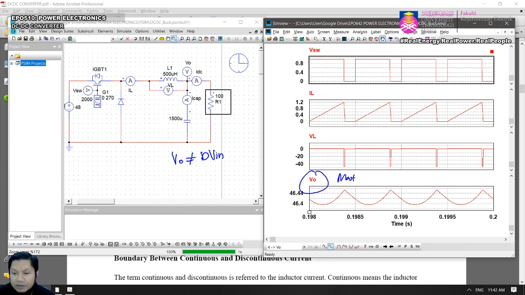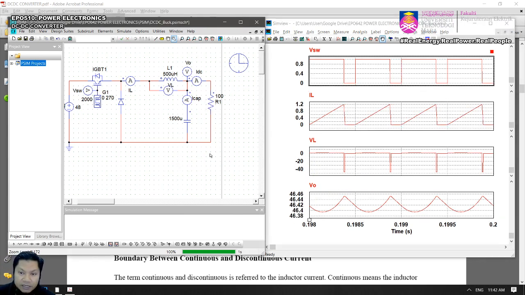During a master's program, you'll be able to analyze the circuit with discontinuous operations, and it will be a different equation. Okay, so for EPO 510, we only consider Vout equals D Vin, or continuous inductor current operation. But we must know the boundary between continuous and discontinuous. So in this case, we're going to determine what components of the buck converter determine the boundary between continuous and discontinuous.